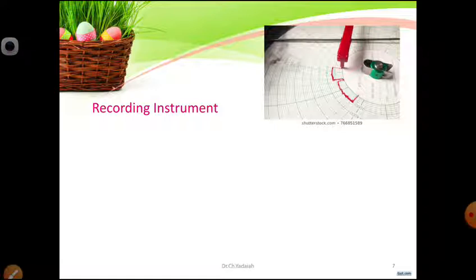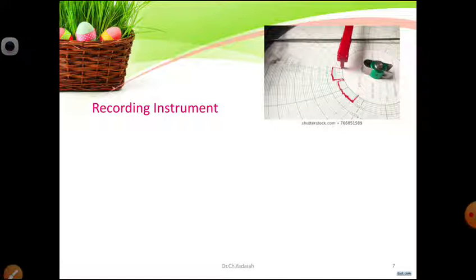The speed is changing at that moment. When an obstacle comes, the automobile speed will reduce. When there are no obstacles, then we go very fast. That means it indicates at that instant only, but there is no recording. So I want the record every moment. A continuous recording is required. Then I go for another instrument, that is the recording instrument.